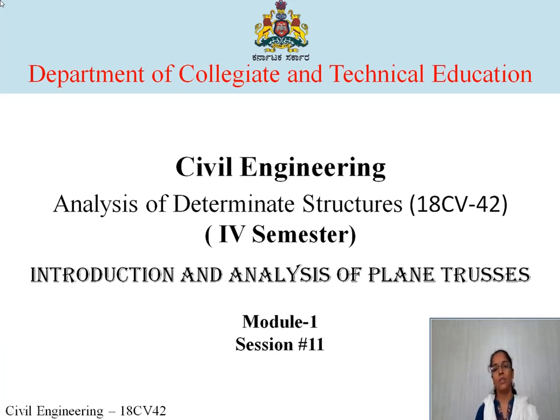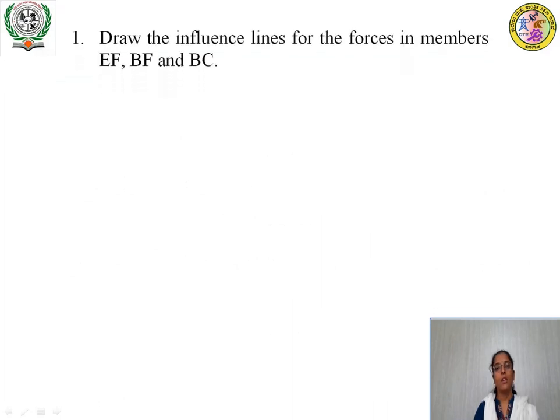So in the last session, we applied the concept of influence lines to find the axial forces in a given truss by using unknown quantities, in terms of A and H and theta. But in this session, we will take up an exact numerical problem. So the problem is to draw the influence lines for the forces in members EF, BF and BC.